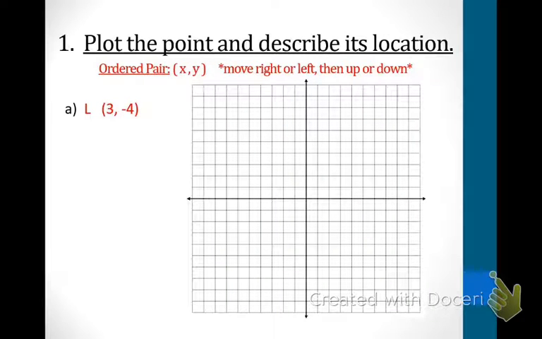Our instructions tell us to plot the point and then describe its location. The first thing I want you to do before anything else is label our lines. So we know 1, 2, 3, 4, 5. For this one, I just want you to go over 5 to the left. Go ahead and go over 5 also. And remember, you are labeling the line, not the box, okay?